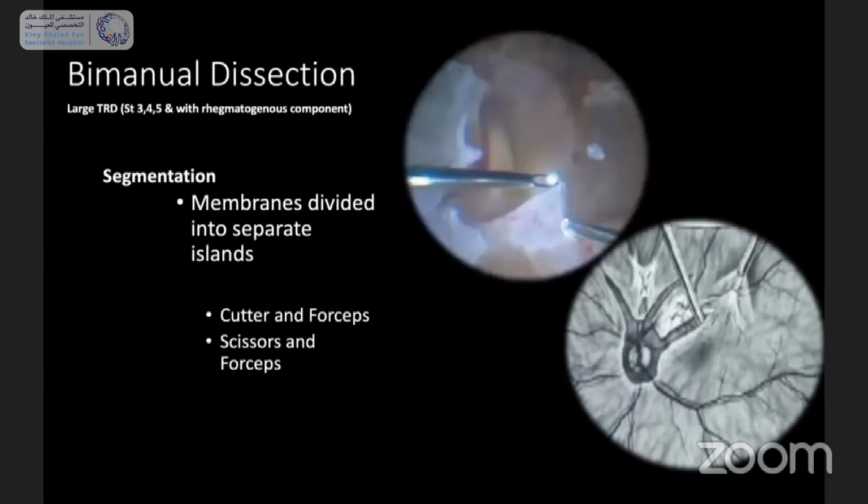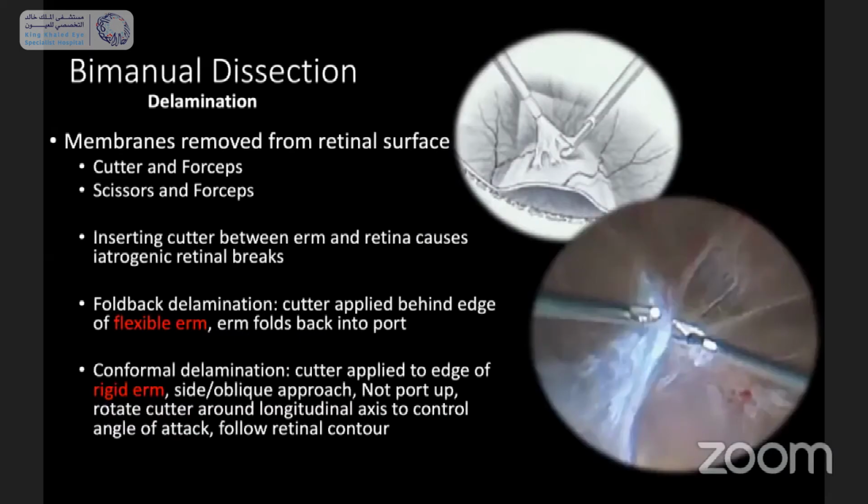We will see some examples of all of this. These are two types of dissection. I'm not here to teach you this, since most of you know it, like the so-called fold-back delamination. Fold-back delamination is basically when you put your cutter above the fibrovascular membrane, and you see the membrane folding up on your port.